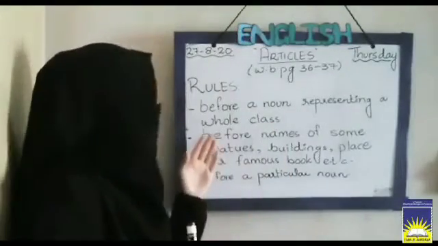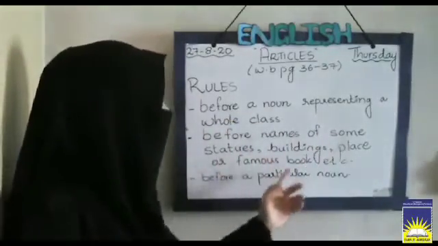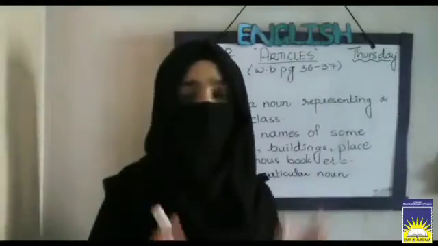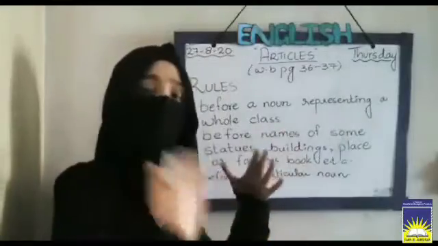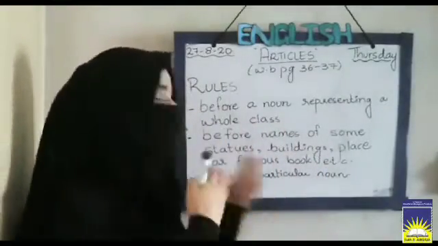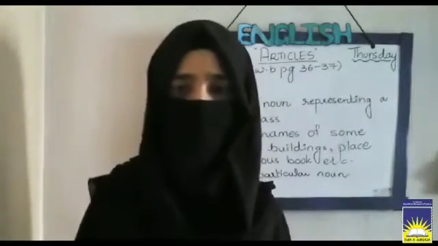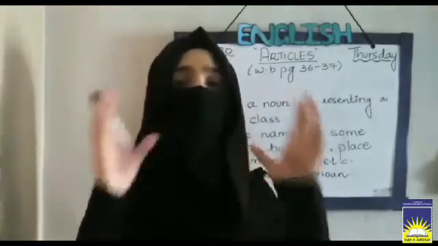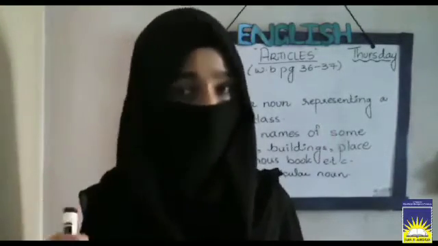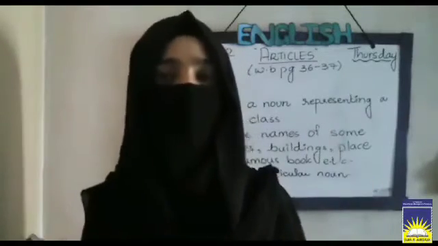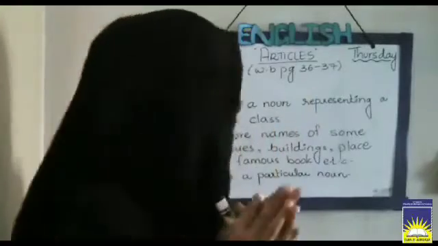The second rule is: before names of some statues, buildings, plays or famous books, etc. It means if there are names of any famous statues, famous buildings, famous places, or famous books or other famous things, we use the before that. For example, Habib Plaza is the name of a building. So when we talk about it, we will not say just Habib Plaza. We will say the Habib Plaza because it is the name of a building.